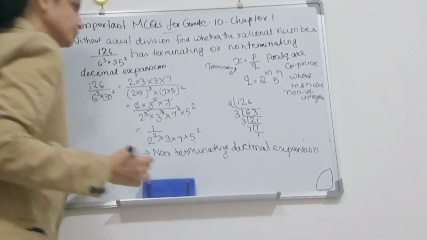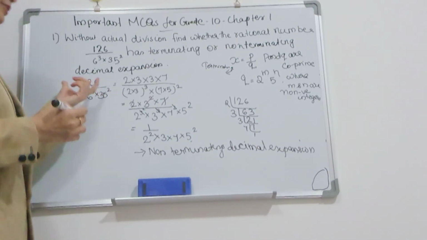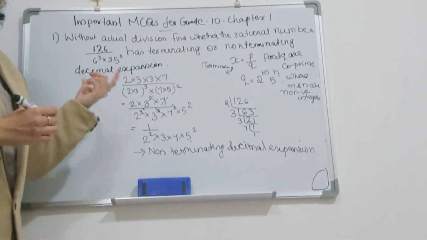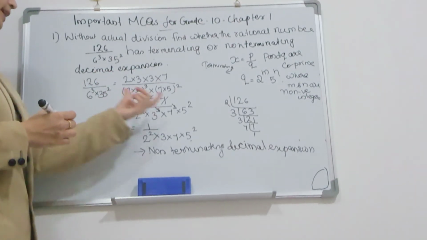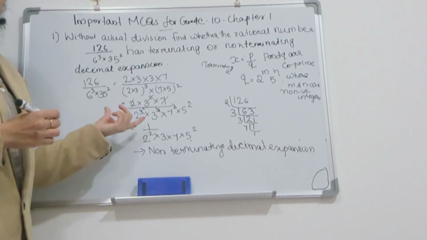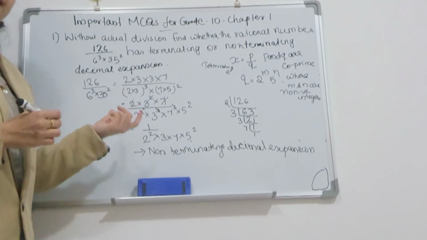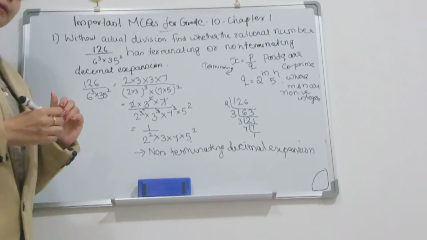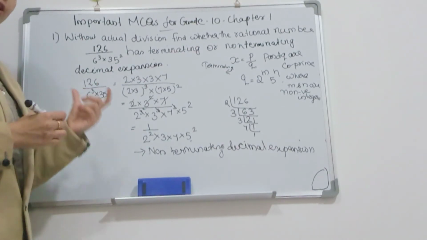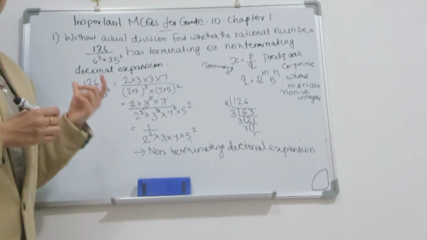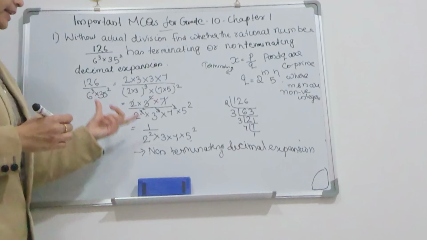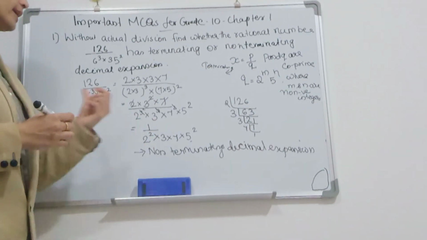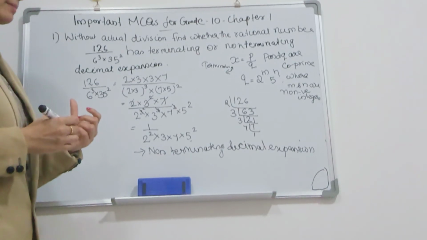Okay students, so you concentrate on the numerator and denominator, and if they are not prime you simplify, and you concentrate on the denominator, and if the denominator is of the form 2 power m into 5 power n, that means the denominator contains only the powers of 2 and 5, then you can write that it is terminating, but otherwise you can write that it is non-terminating decimal expansion.